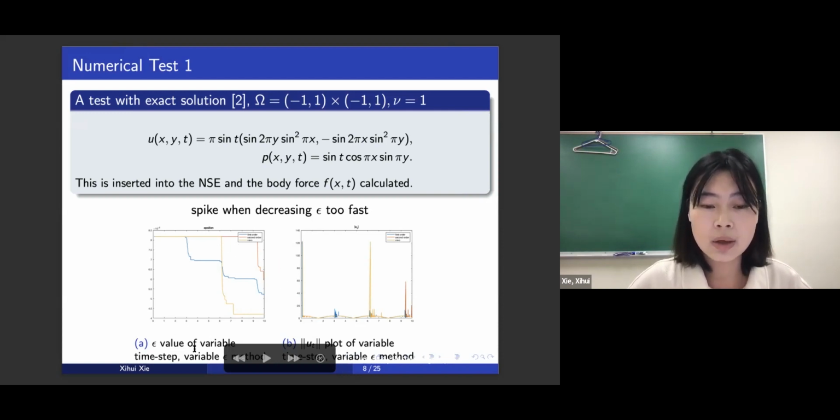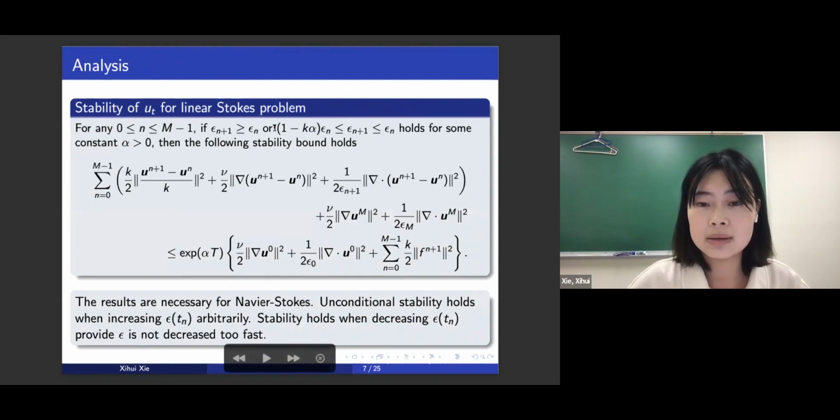This is the result of the variable time step, variable epsilon method. We see on the right-hand side plot there are many spikes of the UT norm, and the spikes happened exactly at the time when we decrease epsilon too much. This confirms the condition from the previous stability bound. So we cannot decrease epsilon too fast.